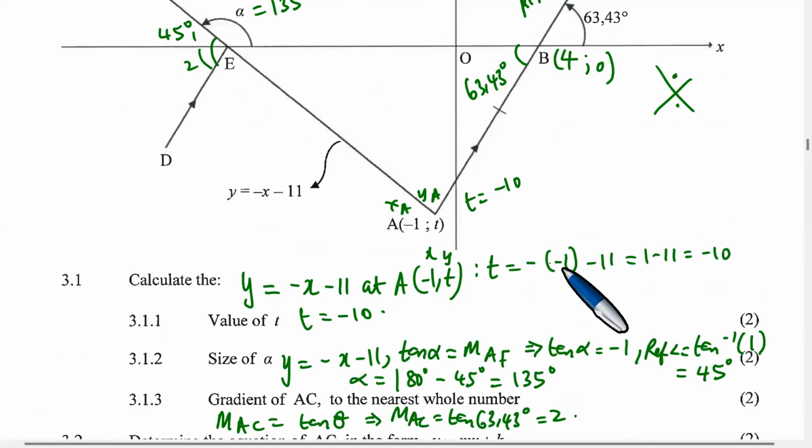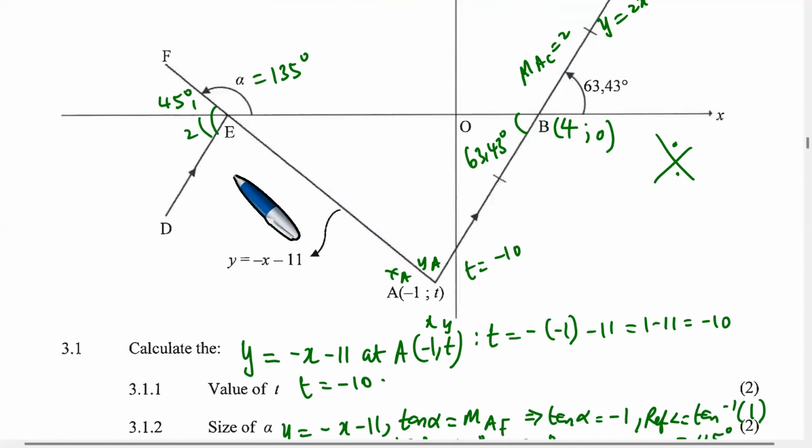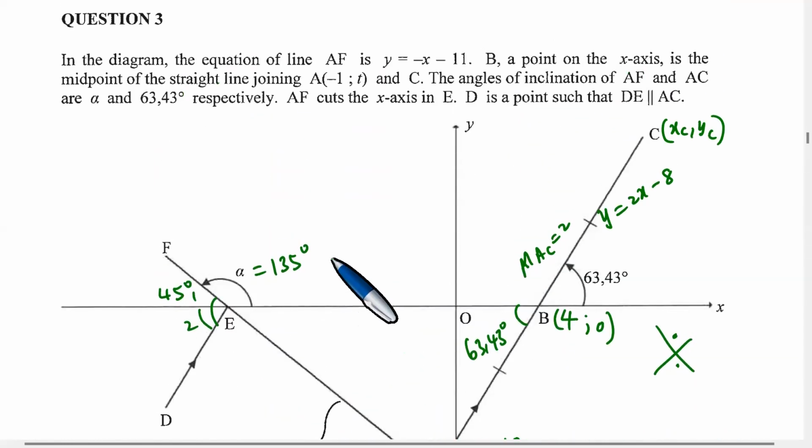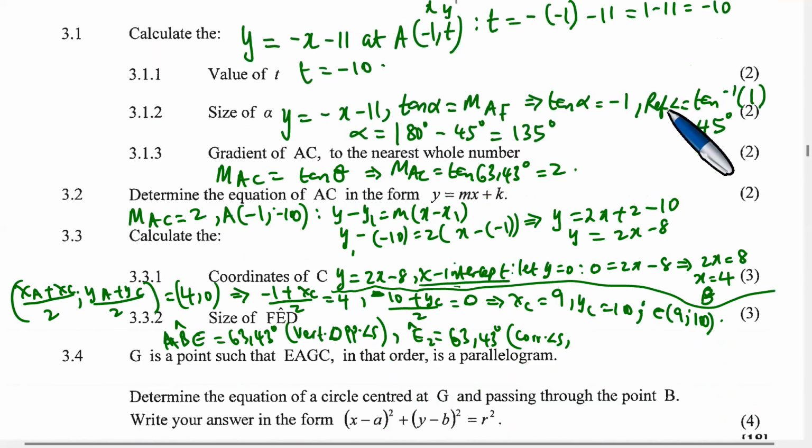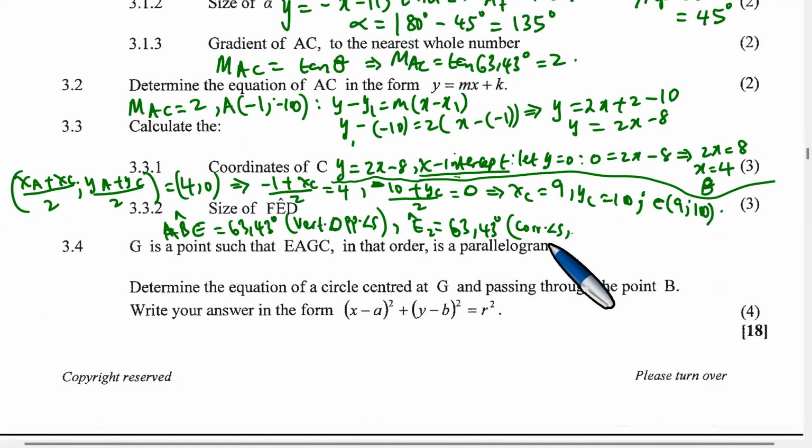What are the parallel lines? The parallel lines are as stated in the question. What are they? They are DE parallel to AC. DE parallel to AC. Right, what is the next thing?